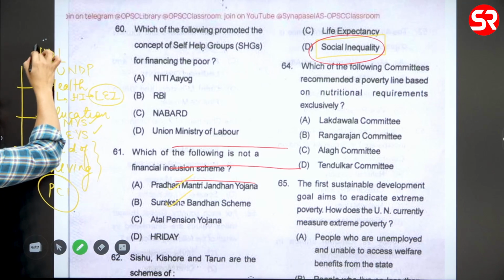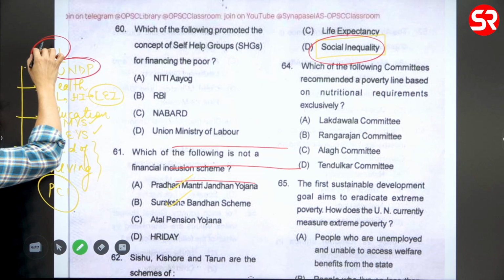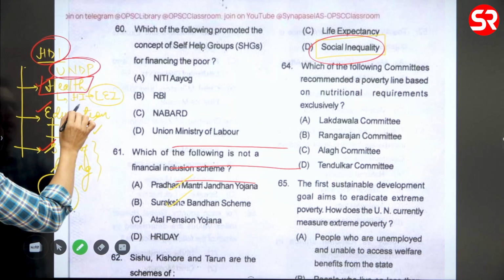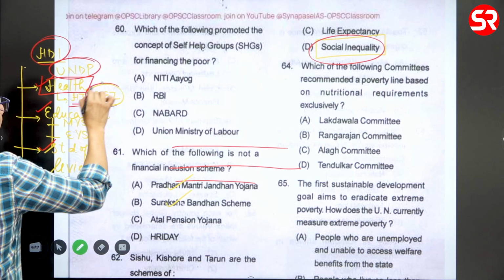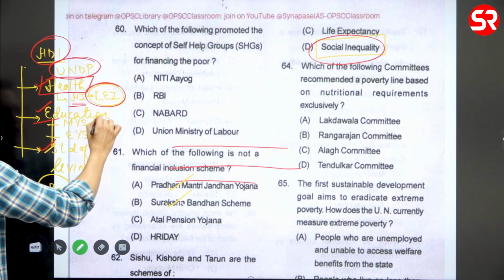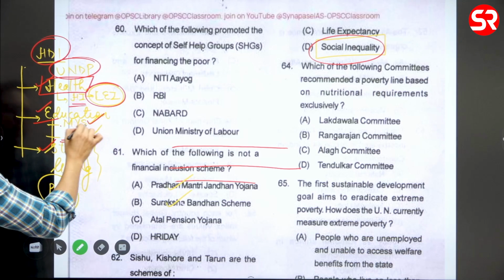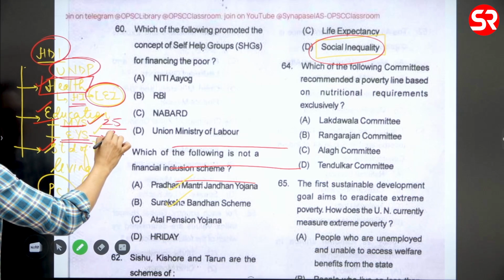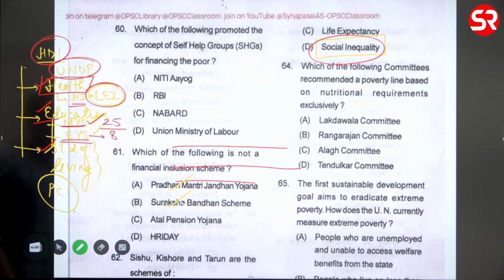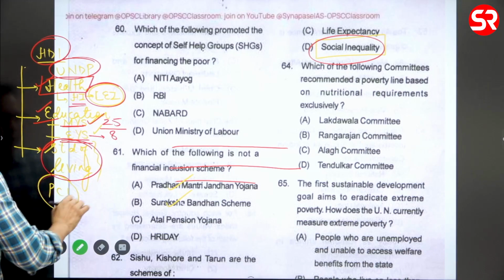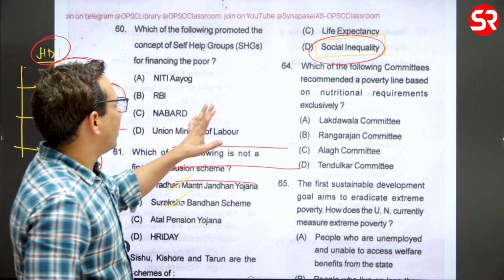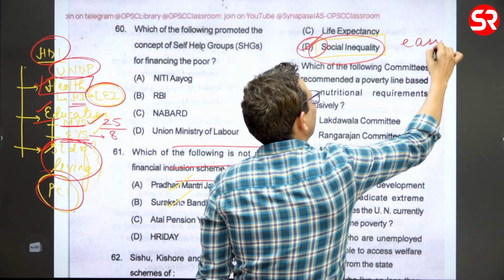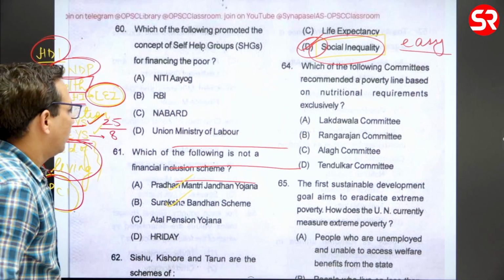I would repeat, Human Development Index brought by UNDP focuses on three parameters: health, education, standard of living. For health, we have health index, life expectancy index, education index using mean years of schooling and expected years of schooling. Mean years of schooling, how many years an adult of 25 years has spent in school. Expected years of schooling, how many years a kid of 8 years is expected to put in school. Standard of living measured using per capita income. So which is not there in Human Development Index? It is social inequality. Answer is D. Question was easy. All right, let's continue.